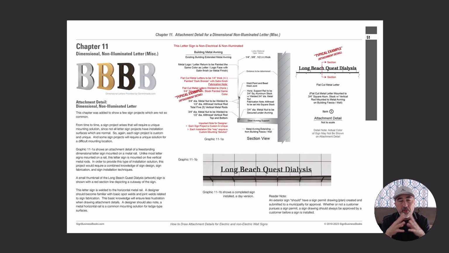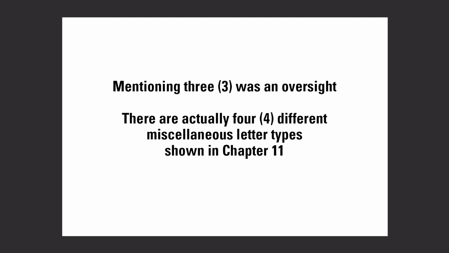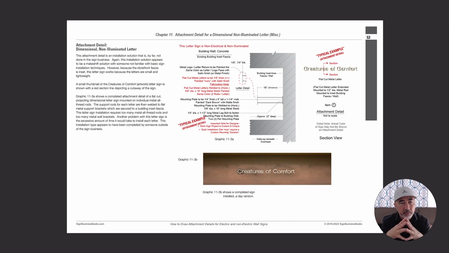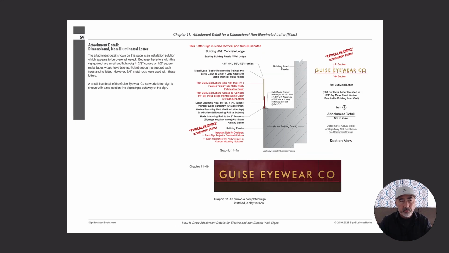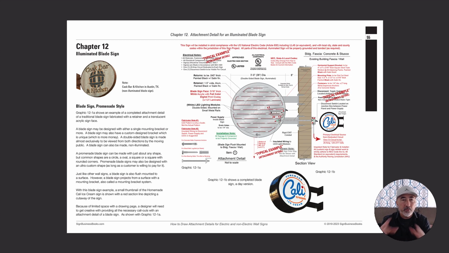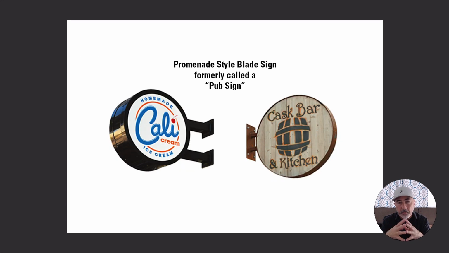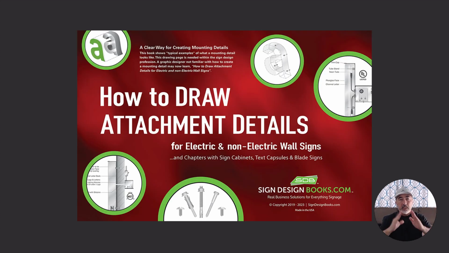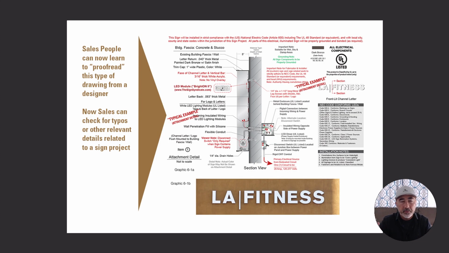Chapter 11 will cover 3 examples of miscellaneous sign types, most of which are not traditional mounting methods used in the sign business, but we show them anyways. And last, Chapter 12 will cover 3 examples of illuminated blade signs, which is also called a wall sign, a promenade style blade sign, a projecting style blade sign, and a vertical style blade sign, which is generally the largest sign in the blade sign category. Although this guidebook was designed for designers, it may also be used for salespeople to learn how to proofread this drawing type.